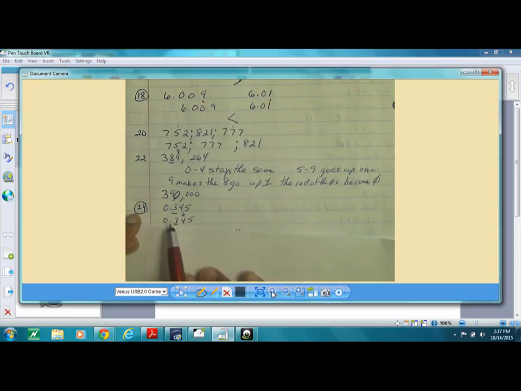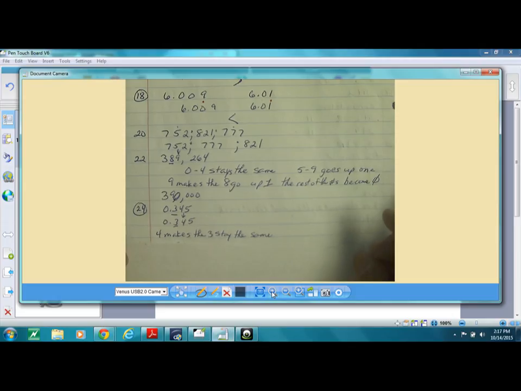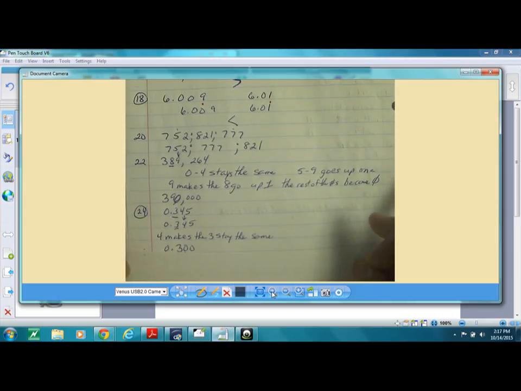So 345 thousandths rounded to the 10th place is 3/10. The 4 makes the 3 stay the same, so it's 3/10.